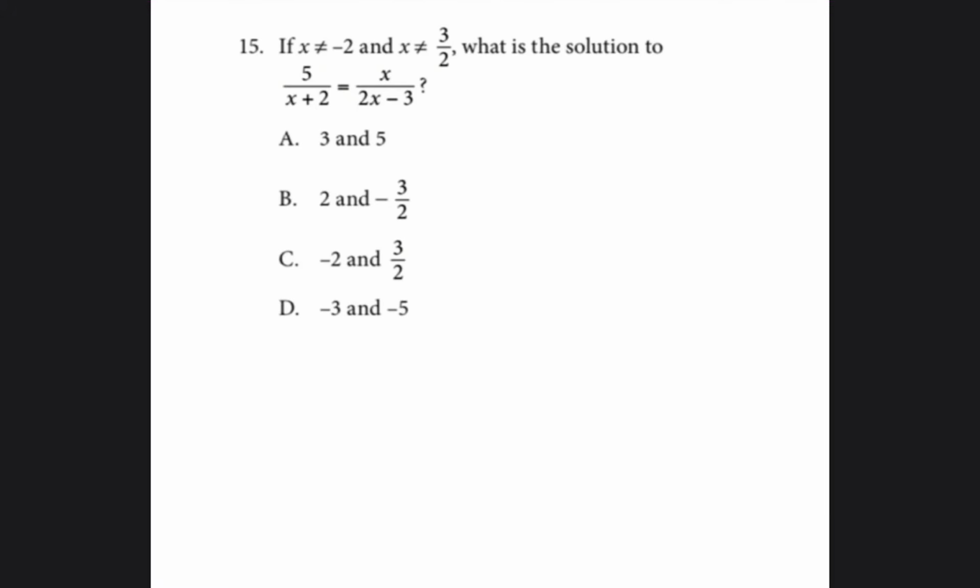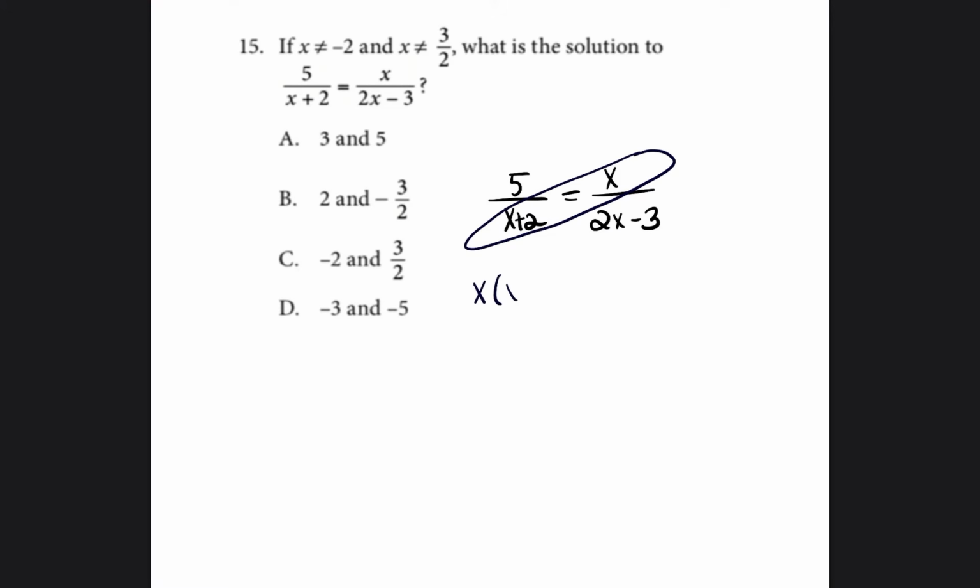So question number 15 says, if x is not equal to -2 and not equal to 3/2, what is the solution? So I'm going to go ahead and write 5 over x plus 2 is equal to x over 2x minus 3. Anytime you have two fractions that are set equal to one another, you can consider them a proportion. And the way that you can solve a proportion is by cross multiplying. So we're going to go ahead and do that.